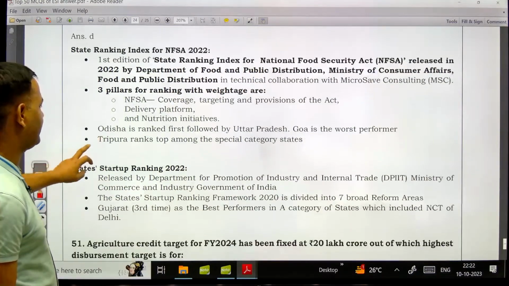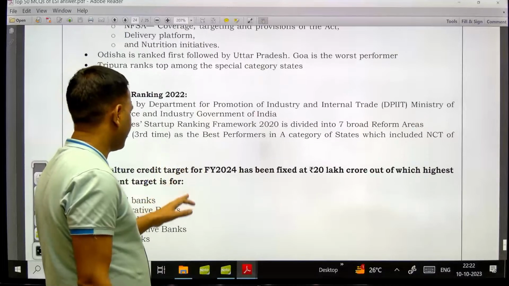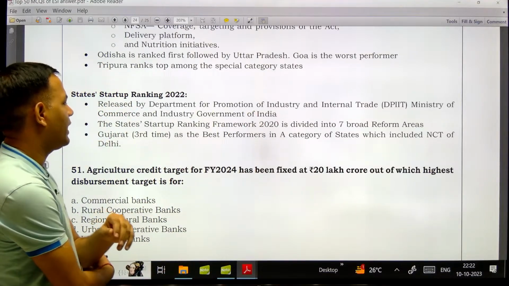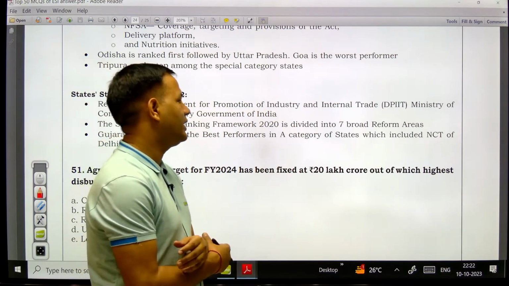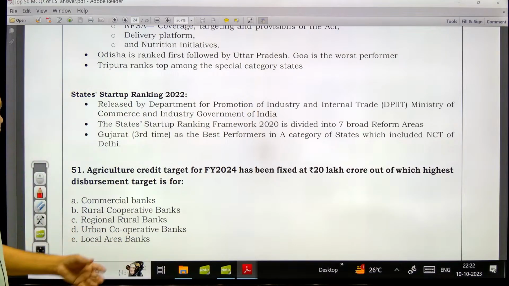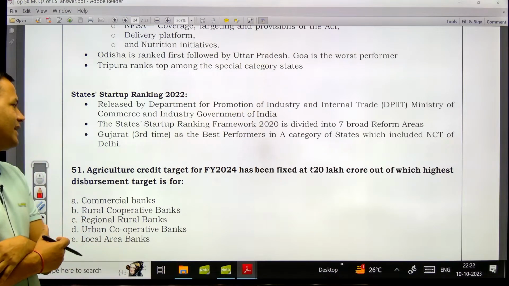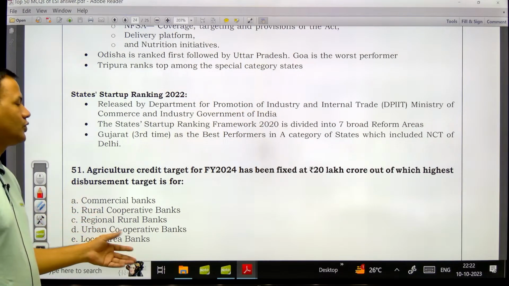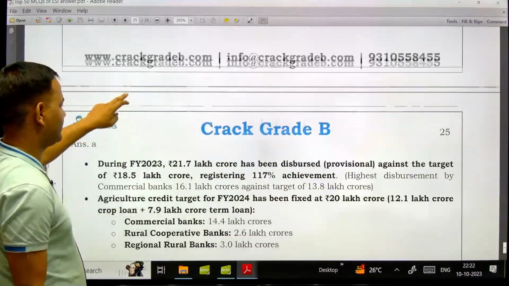State startup ranking you can study. And agriculture credit target for 2023-24 has been fixed at 20 lakh crore. In the budget it has been fixed at 20 lakh crore, out of which the highest disbursement target is for commercial banks, rural cooperative banks, regional rural banks, urban cooperative banks, or local area banks. Which of the following has the highest share, means target? So these are the commercial banks. Commercial bank is the highest target. So these are the facts.